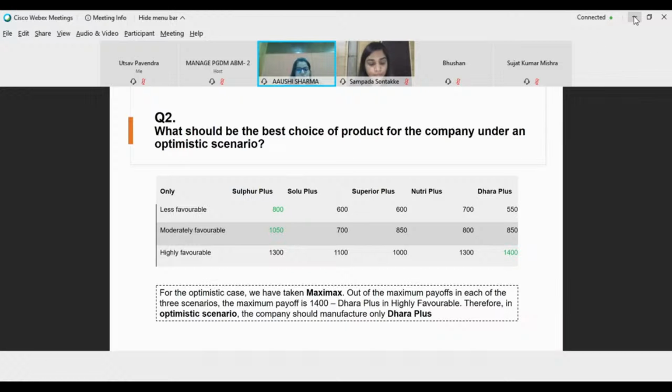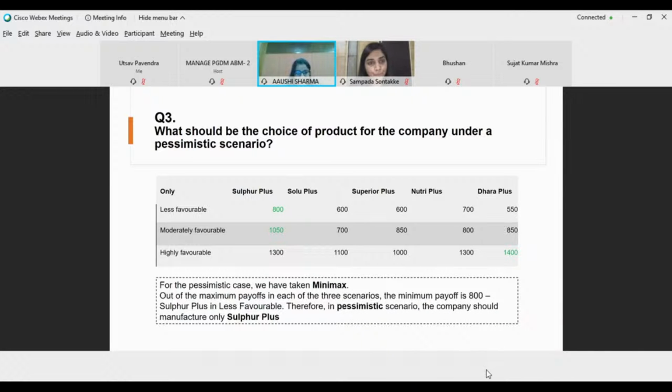So for the optimistic case, here we have taken the Maximax scenario, and out of the maximum payoffs, we can see that the maximum payoff out of these 3 was for Dhara plus, which is a highly favorable case. So we have considered in optimistic scenario the Dhara plus. The company should manufacture only Dhara plus. Next slide, please.